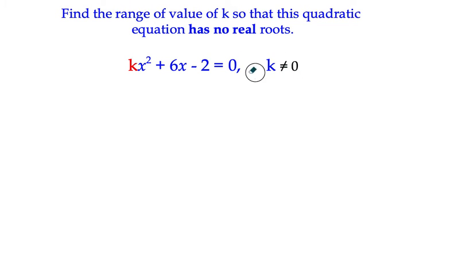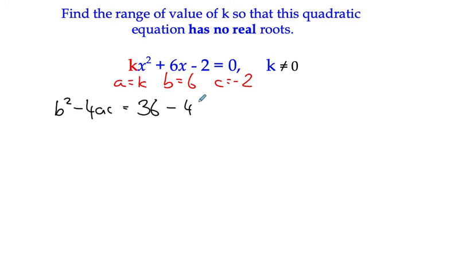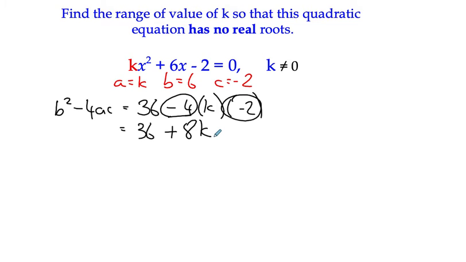It's just a disclaimer. So what we're going to do here, as normal, is a equals k, b equals 6, c equals negative 2, and we can go ahead and go b squared minus 4ac is equal to 6 squared, that's 36, minus 4 times a, which is k, and c is negative 2. Watch that negative term in there. That alerts me to the fact that negative 4 times negative 2 is positive 8, and we've got positive 8k.